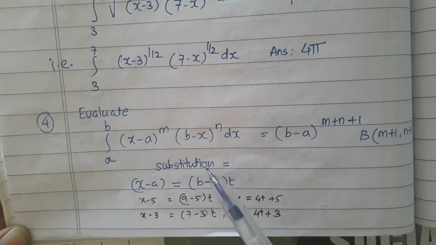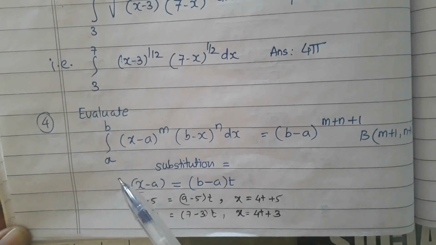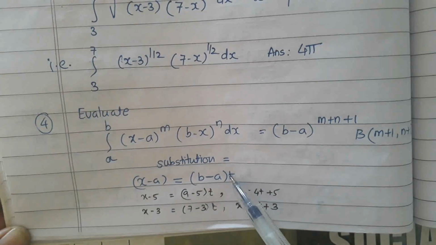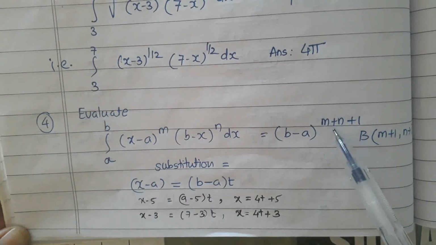Here always use the proper substitution: x minus a is equals to upper limit minus lower limit into t. You will get this substitution here, and using this prove that LHS is equals to RHS.